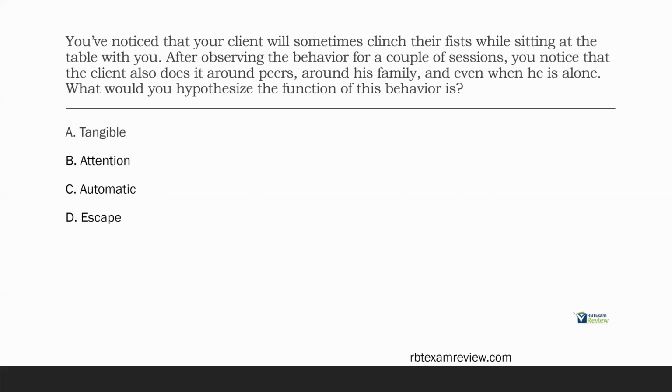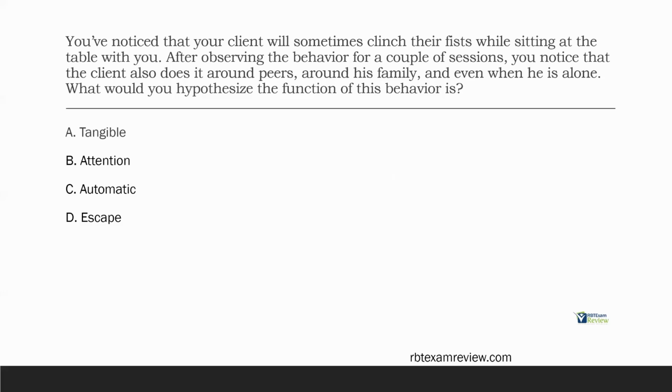Okay, so there's a pretty dead giveaway here in terms of hypothesizing functions, right? First, let's talk about our functions. We have tangible. We're trying to obtain an item. Does it appear that the client is trying to obtain an item in this scenario? Well, no, because this behavior is happening everywhere, right? At the table, around peers, around family. Even when he's alone, he's engaging in this behavior. It doesn't seem like there are any items involved. So we can probably eliminate tangible.